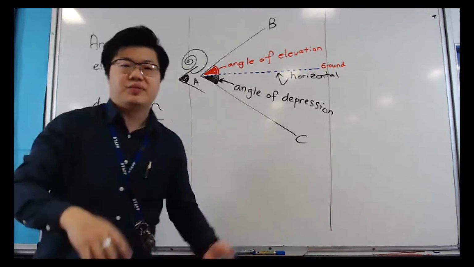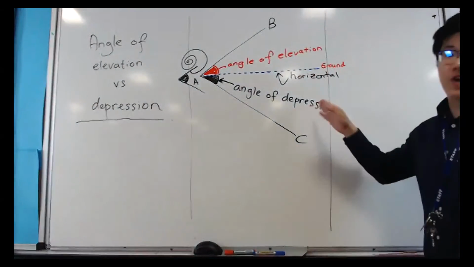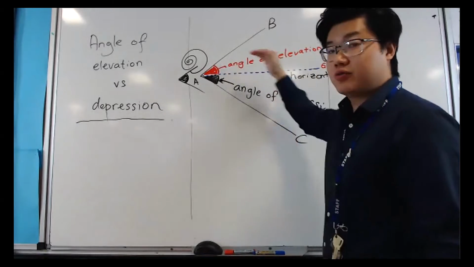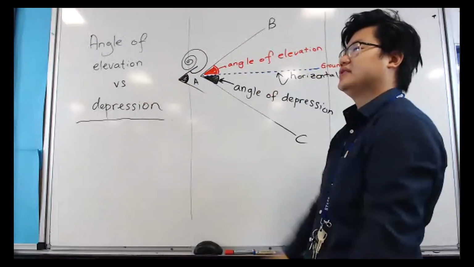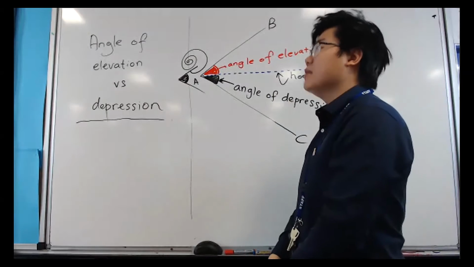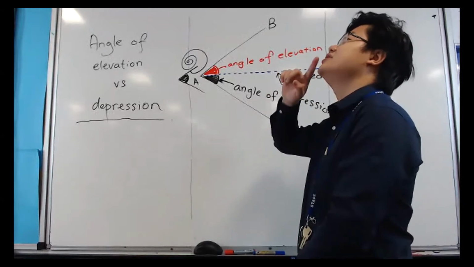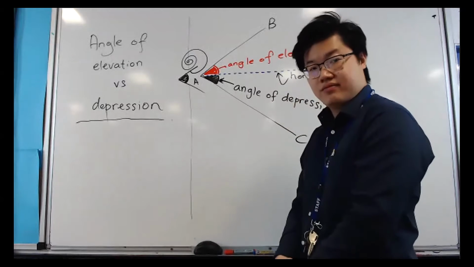Yeah. So the angle of depression is the opposite. That's correct. Okay. So here we go. When you have your horizontal right there, it could be the ground, a flat plane or a flat surface. Now when you look up, that is the angle of depression. I'm sorry, that's the angle of elevation. And when you look down, that's the angle of depression.